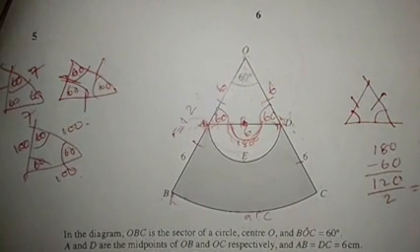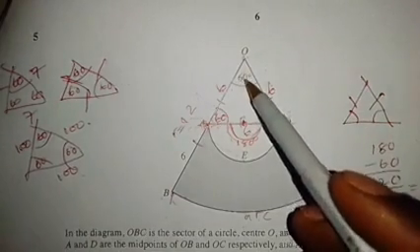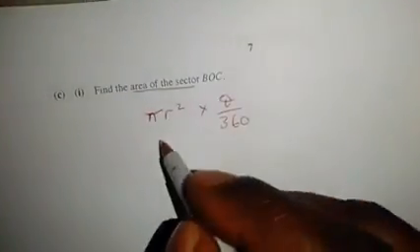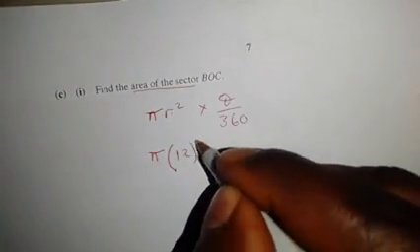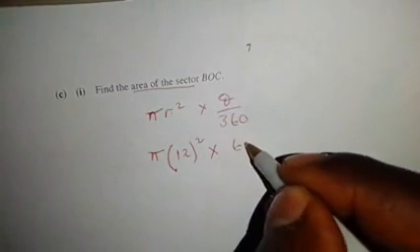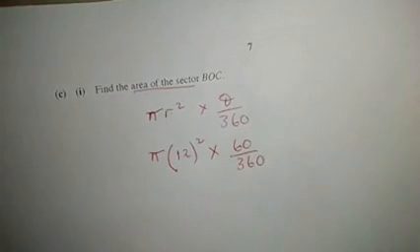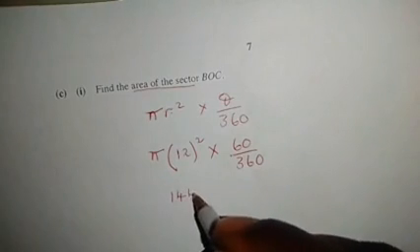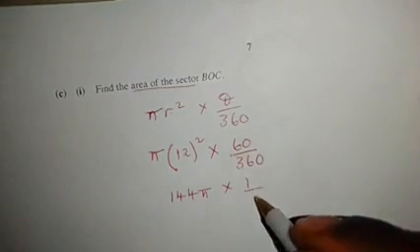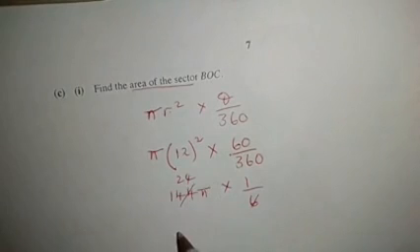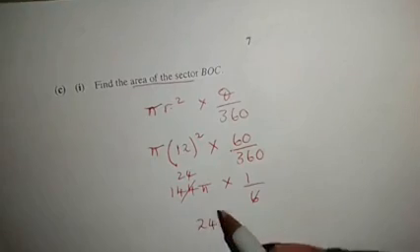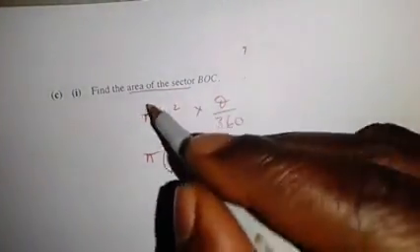But theta over 360, we are going to use 60 degrees. Then on radius, we are going to put 12. So let us go there and substitute. I'm going to write pi, then open bracket. On R, I'm going to put 12, then squared, times theta is 60, which is 60 over 360. 12 squared, you get 144. So this is 144 pi times 60 over 360, you get 1 over 6. So 144 divided by 6. 6 into 144, you get 24, giving you 24 pi.